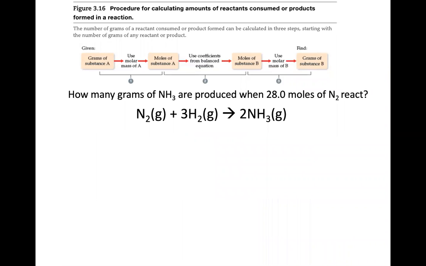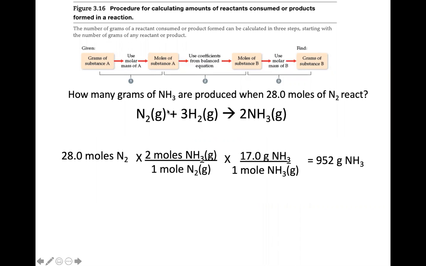How about this example right here? How many grams of NH3 are produced when 28 moles of N2 react? I need a balanced chemical equation. That's exactly what I have. In this case, I already have the moles. I did not need to convert from grams to moles to get started. I already had the moles of a reactant. Now I'm going to look at the balanced chemical equation and consider the coefficients. I see that I have 2 moles of NH3 for every 1 mole of N2. That's what my recipe is telling me.